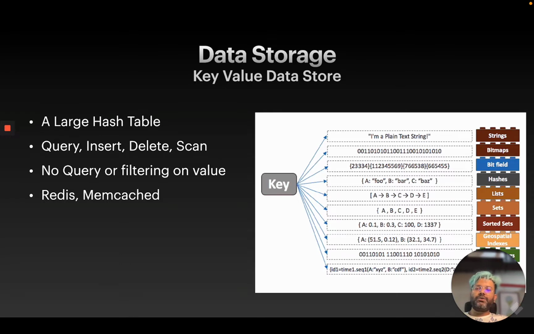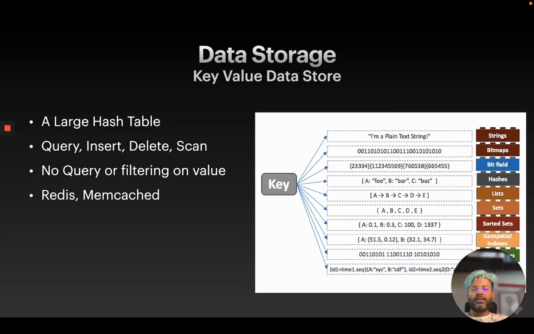A key-value data store is essentially a large hash table wherein the lookups are O(1). These kinds of data stores can perform query, insert, delete, and scan of the keys. And all of this is happening on the keys. There is no operation that is available on the value. You cannot really query or filter on the value. And the reason why this data store behaves like this is similar to why anyone would need a hash table. Hash tables are known for their very efficient lookups and very fast writes.